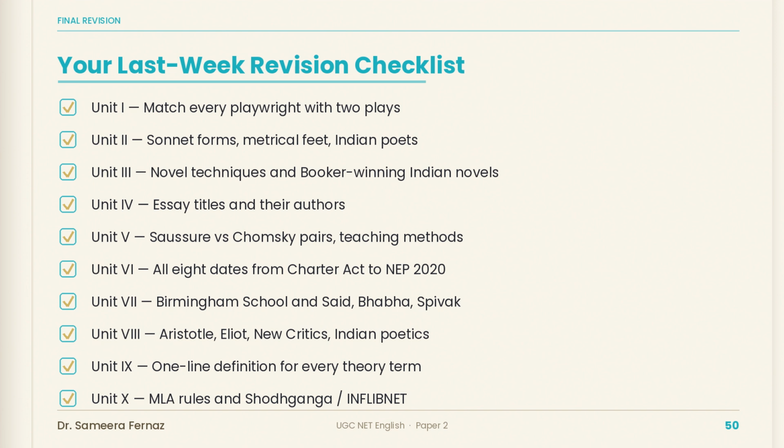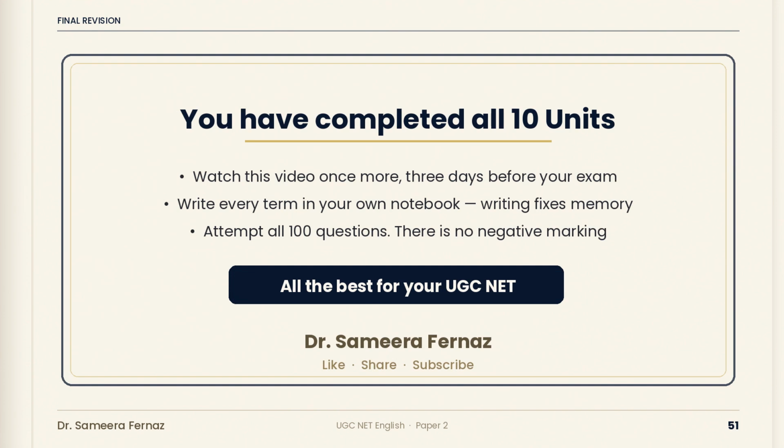So students, you have completed all 10 units of UGC NET English Paper 2. My advice to you is watch the video once again 3 days before your exam and write every term in your own handwriting, in your own notebook, in your own understanding, because writing fixes memory far better than reading. And on exam day, attempt all 100 questions because there is no negative marking.